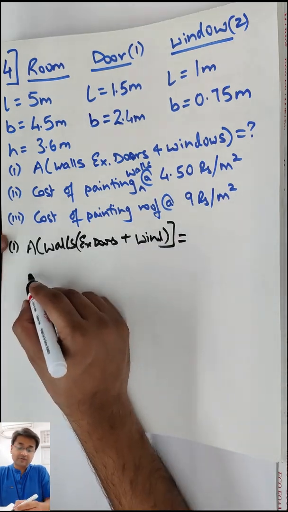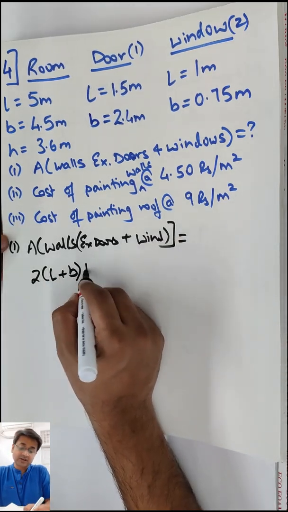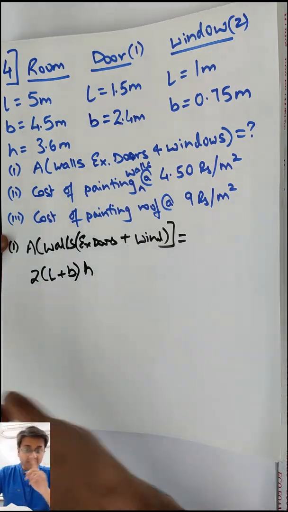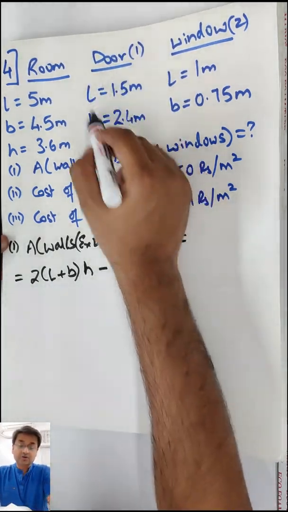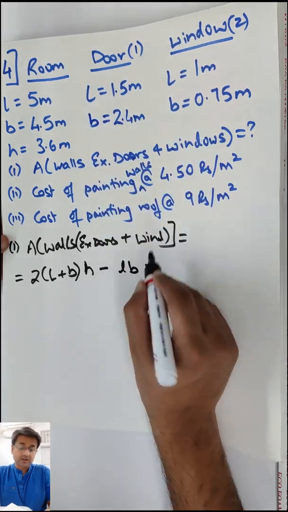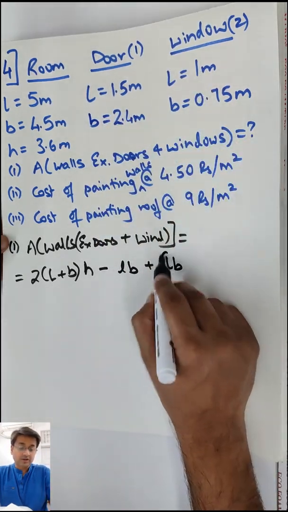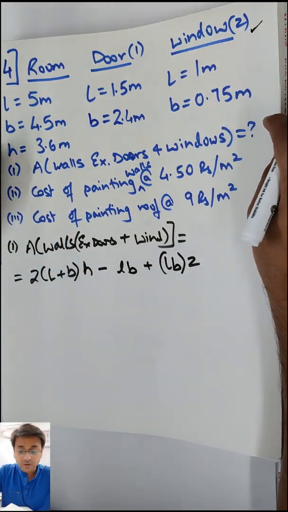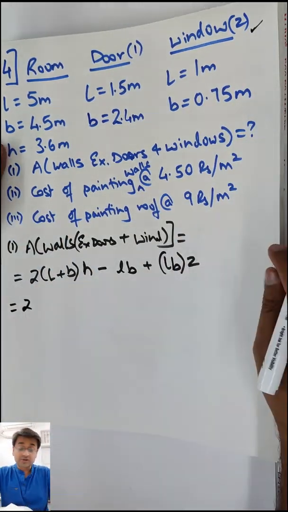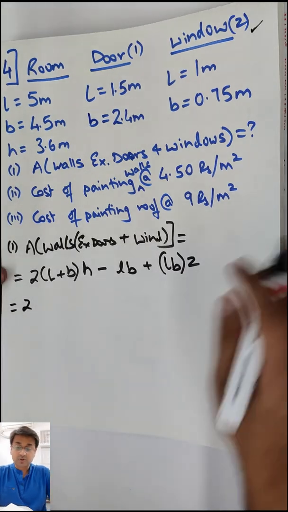First, area of 4 walls, so twice length plus breadth into height. This is the area of 4 walls, minus the area of the door. So one door will be length into breadth, and the window, again length into breadth, and 2 such windows, therefore multiply it by 2. Lot of calculations here, so please be focused so that you don't go wrong.